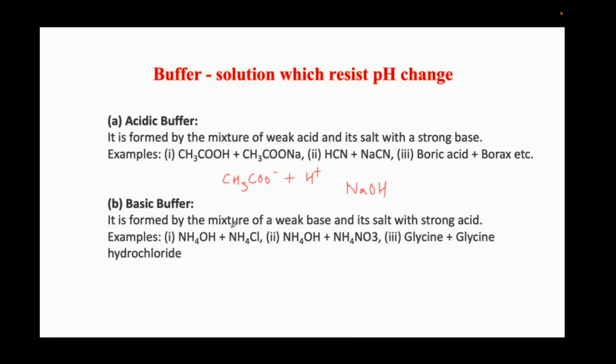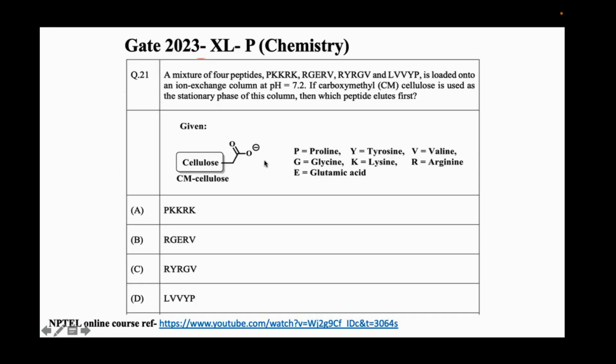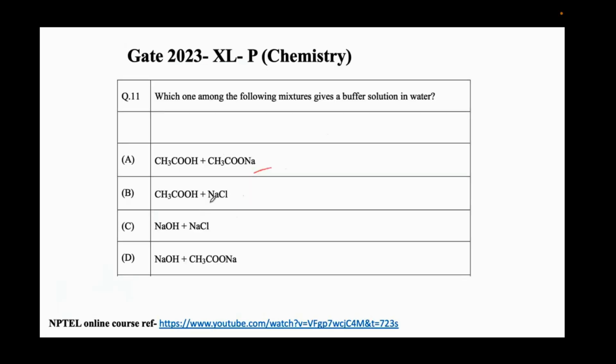Similarly, basic buffers are formed by a mixture of a weak base and its salt with a strong acid. For example, ammonium hydroxide. Ammonium hydroxide, when dissociated, forms NH4 plus and OH minus, and it forms its salt NH4Cl from a strong acid, which is HCl. So coming back to the question, which one among the following mixtures gives a buffer solution? Option A is acetic acid and sodium acetate, which is an example of an acidic buffer.